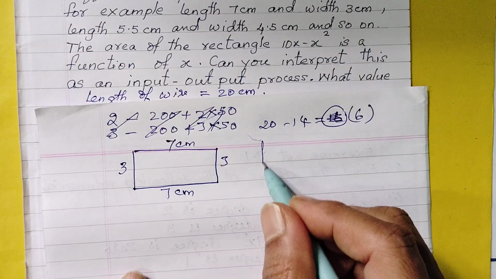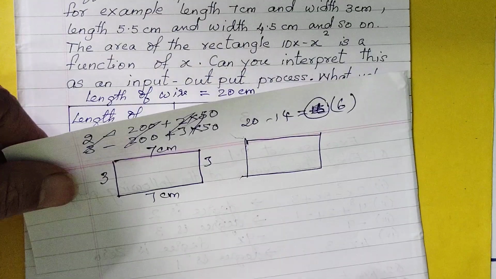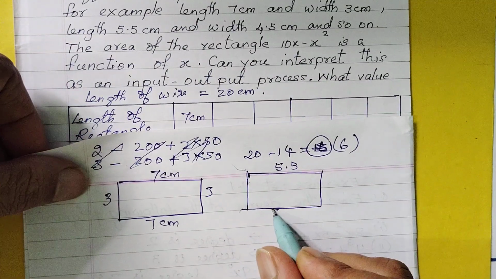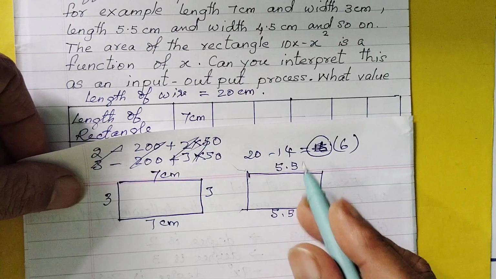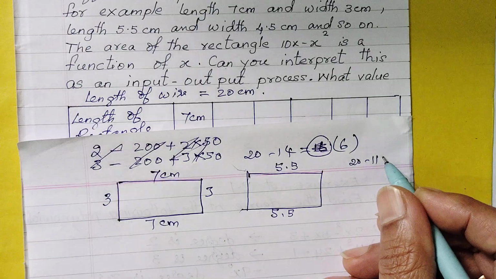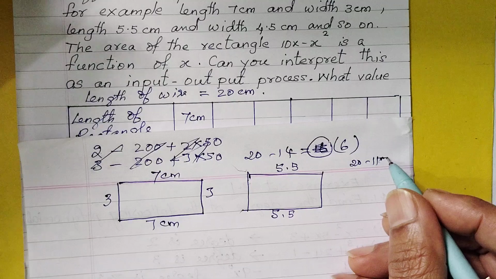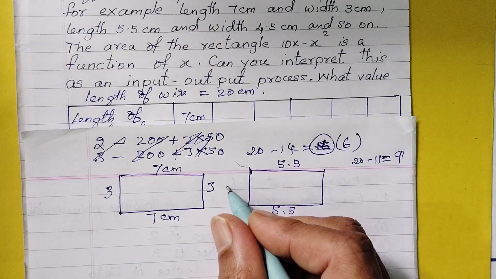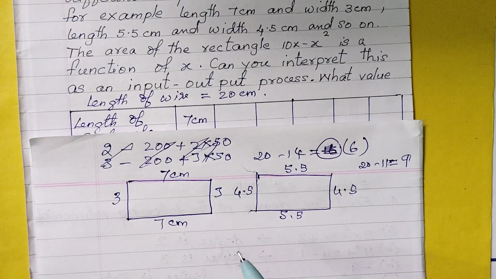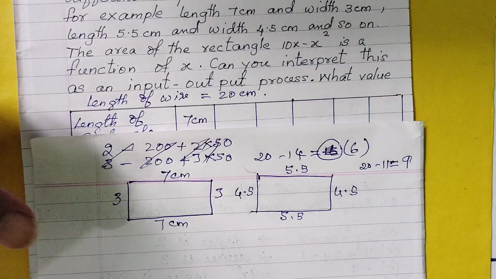In the same way, when the length is 5.5, the total will be 11. So 20 minus 11, how much? It will be 9. So 9 divided into two parts, 4.5 and 4.5. In the same way, we can go on finding the length and the breadth of the rectangle.